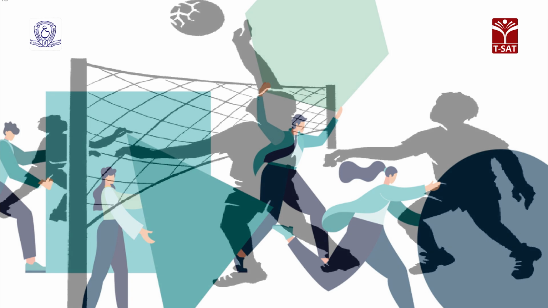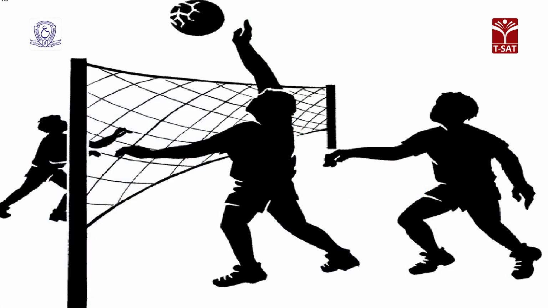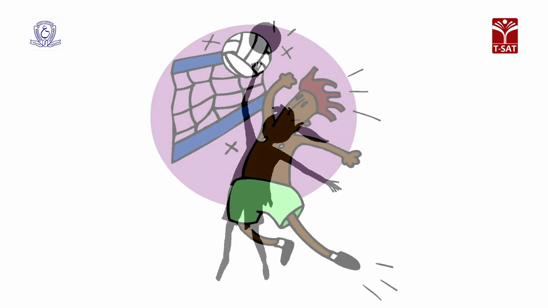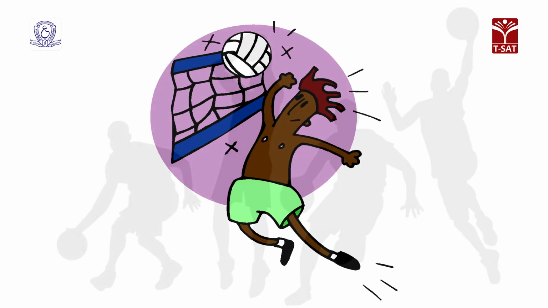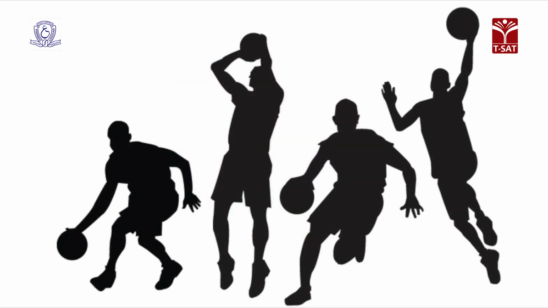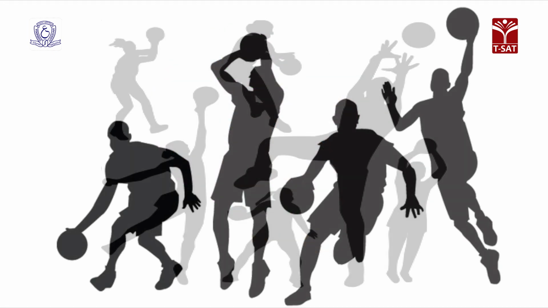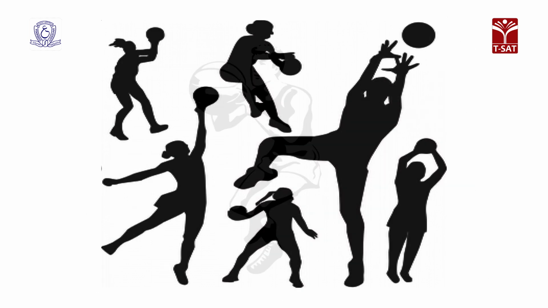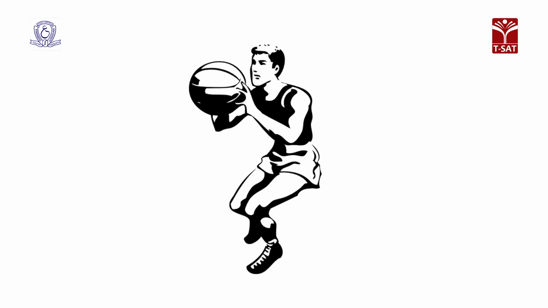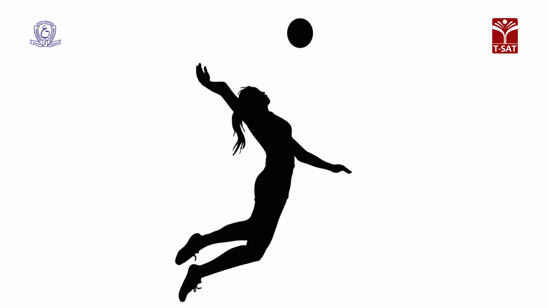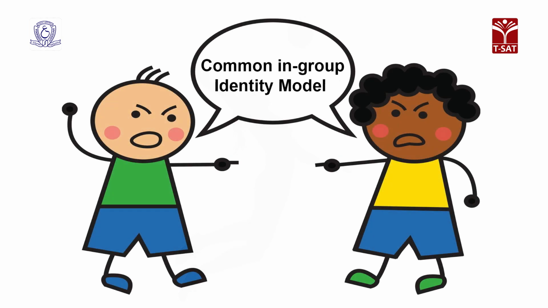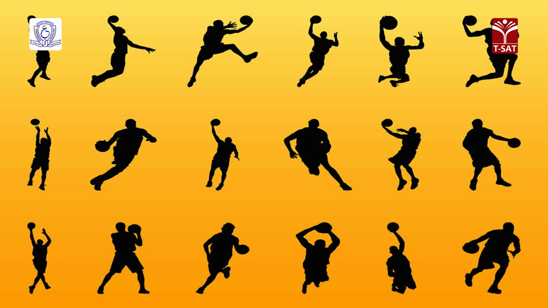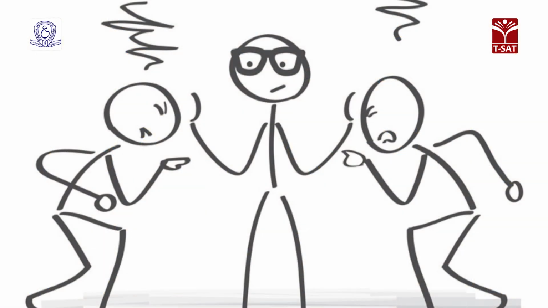For example, if a school was playing an inter-school volleyball tournament, then they would see the opponent from the other school as different. But when players are selected from different schools to play for a particular state, then instead of looking at people from different schools, they would see them as similar to them as they are playing together. This shift from different to similar is called recategorization. Common in-group identity models suggested that individuals who view themselves as part of a similar group can reduce intergroup conflict.